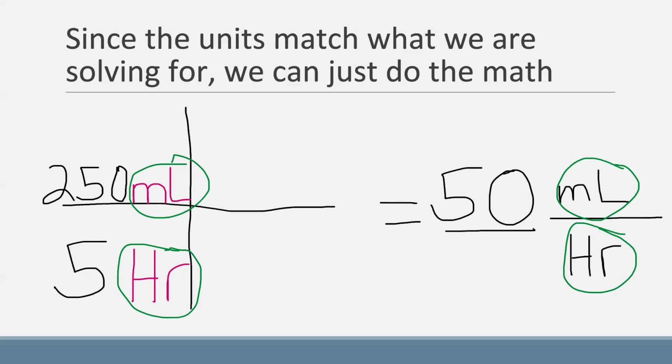Questions on that one? You'll get one of those and you'll think something's not right. It might be that simple. If you already have milliliters over hours, that's all the longer your grid needs to be.